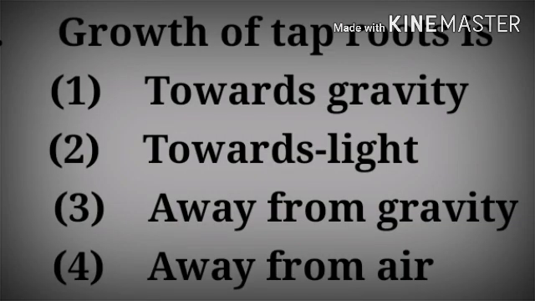Question number 1: the growth of taproot is, option 1, towards gravity, option 2, towards light, option 3, away from gravity, and option 4, away from air. Options 2, 3 and 4 are not correct because all roots grow towards the gravitational force. Due to this, the answer of this question is option number 1, towards gravity.